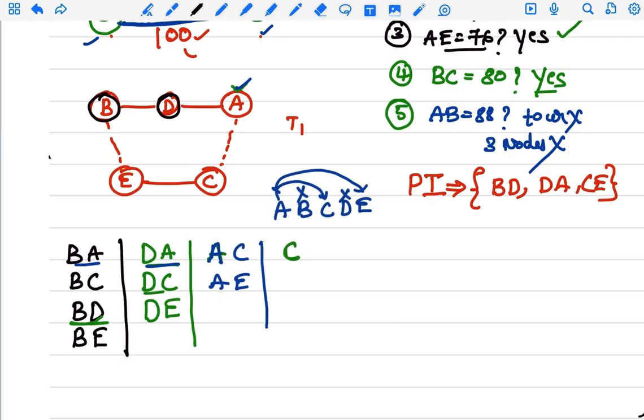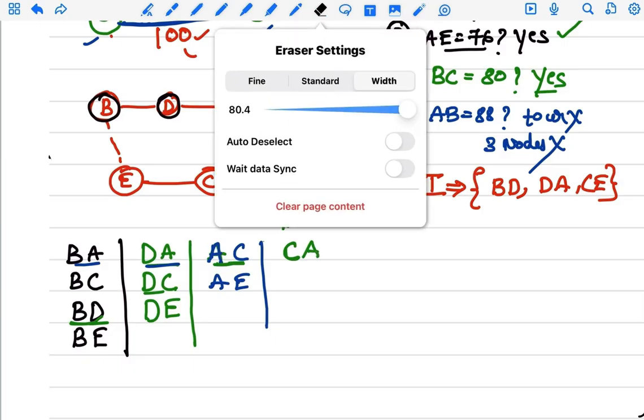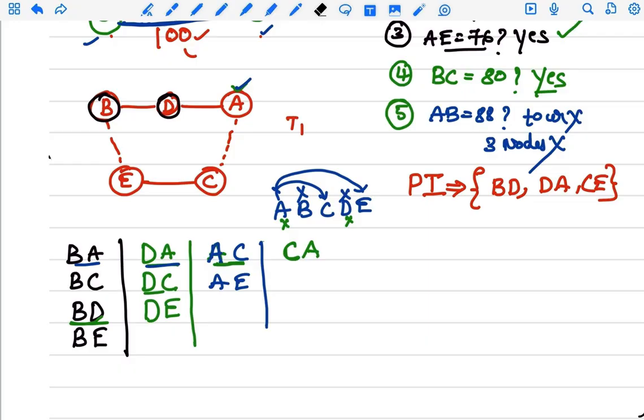D is completed. DC, AC is there, A is completed. So we no need to check AC, CA, both are same, right? That's why we are eliminating. So AC here is there, we cannot write CA. That's why we are eliminating some edges. Remove duplicates is there. So only CA.